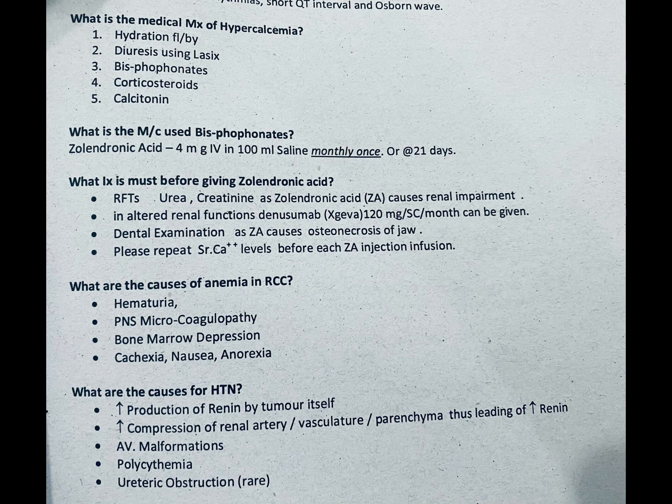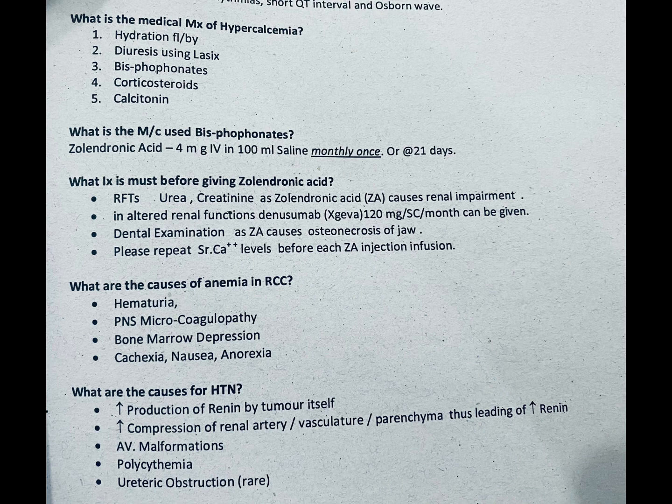These all leading to hypertension. Now, what are the causes of increase in ESR in RCC? We know that polycythemia is a common cause of increase in ESR. So, because of polycythemia and increased cohesion between RBCs, that's leading to increased ESR. So, this is the reason why ESR increases in RCC.